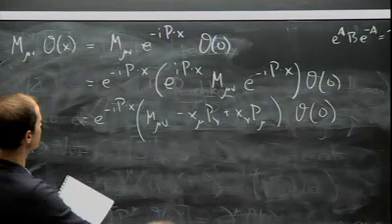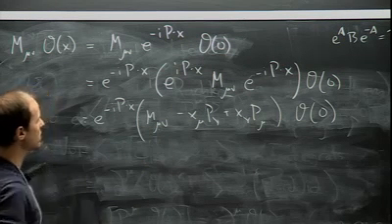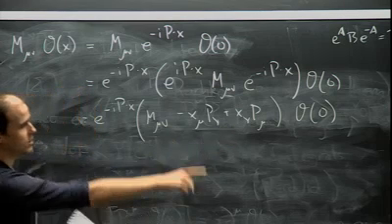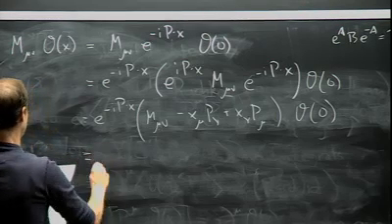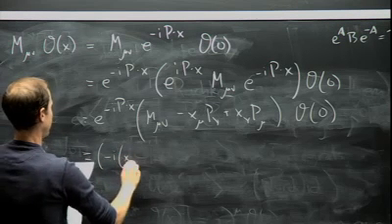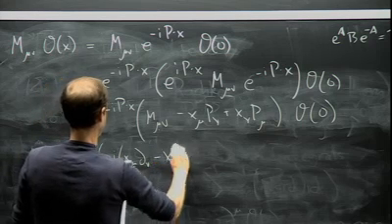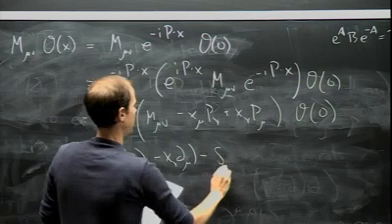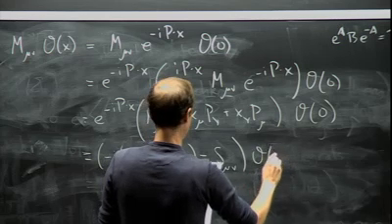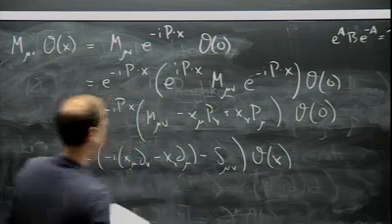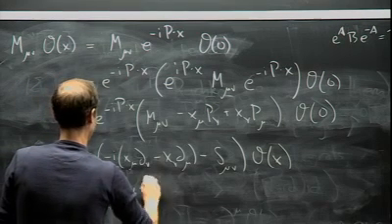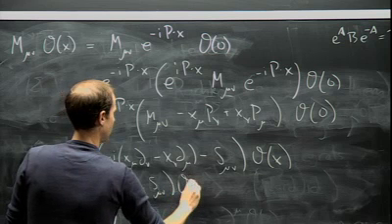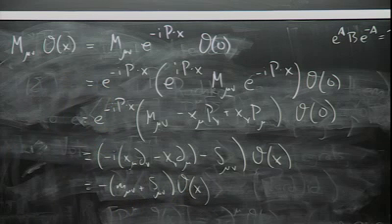Okay, and now we know how M mu nu acts at the origin. We can just replace that with our finite dimensional representation matrix. And the action of P's is just given by derivatives. So this is equal to minus i (x mu d nu minus x nu d mu) minus S mu nu, acting on O of x. If you like, we could write this as minus little m mu nu plus S mu nu acting on O of x, where little m mu nu is the vector field that generates rotations.